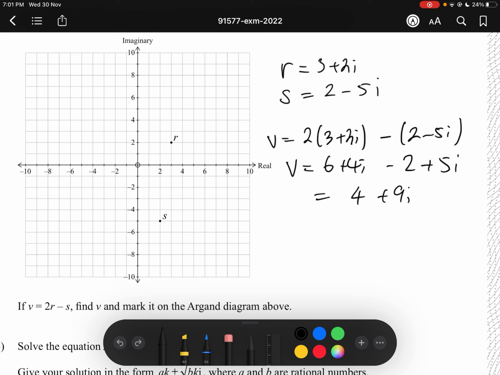Sorry, it's not very neat. Let's try again. Yeah, and that should be our v value there. 4 + 9i. So this should just be a very simple achieved question here for the correct answer and correct marking on the Argand diagram. So 4 + 9i.